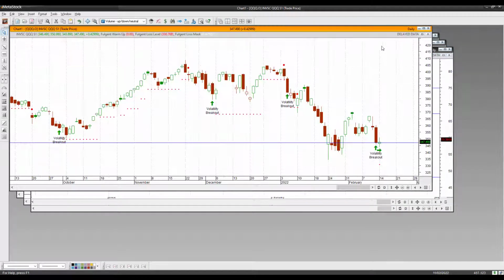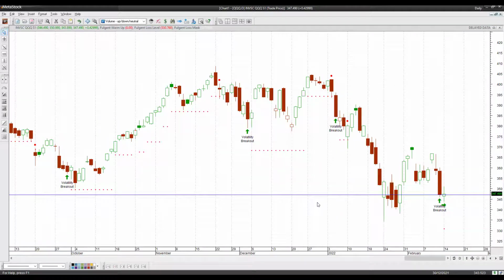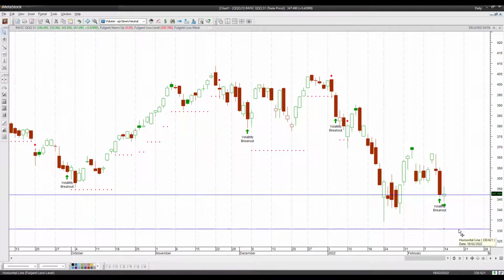Let's take a look at the QQQ, the NASDAQ 100 index, basically ETF. We've got a volatility breakout currently. There's a fresh signal there with a trailing stop here just around the 330 level, which incorporates the volatility. Great little trade set up.